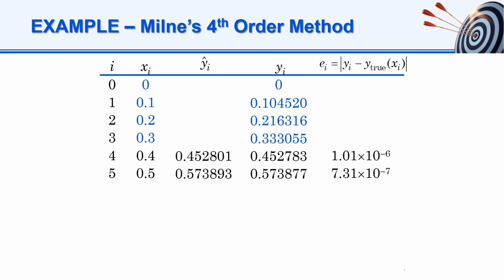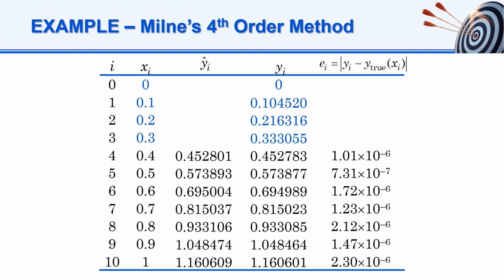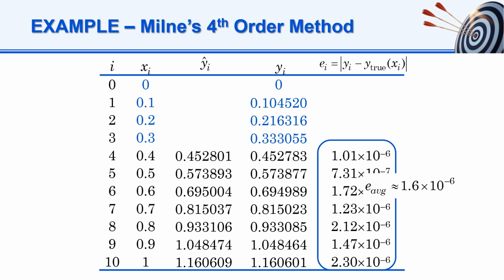We repeat this recursive procedure in the same manner until x equals 1 is reached. The computed predicted and corrected estimates, as well as the true absolute errors, are presented in the following table. The first row is the initial value, and the next 3 rows were the ones with the starting values obtained using the true solution. The next 2 rows are the estimates we have just calculated. When we complete the table, we find that the average absolute true error is 1.6 times 10 to the minus 6. The Milne's method is more accurate than the ABM4.